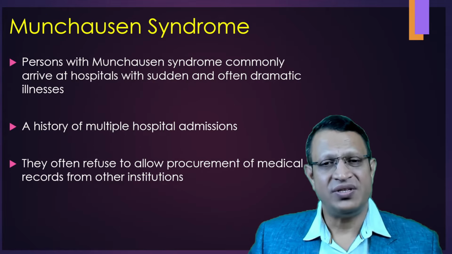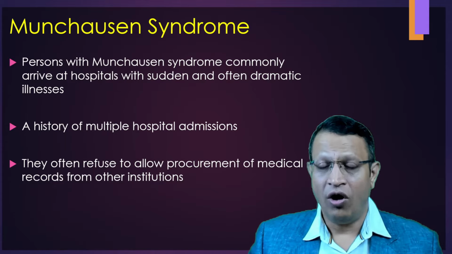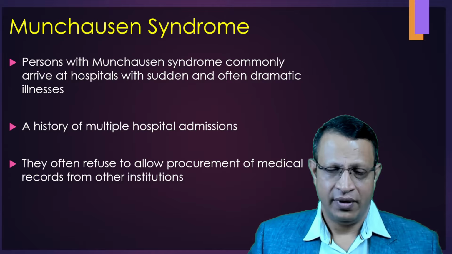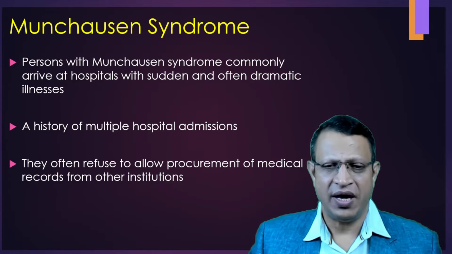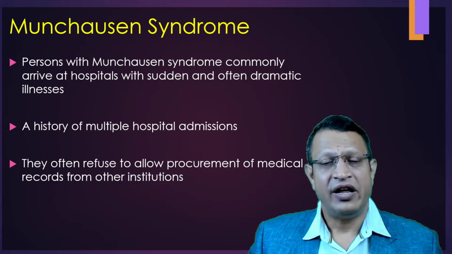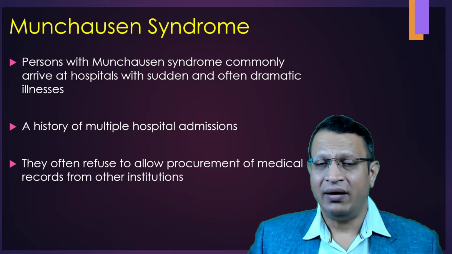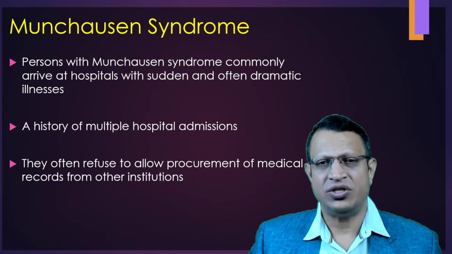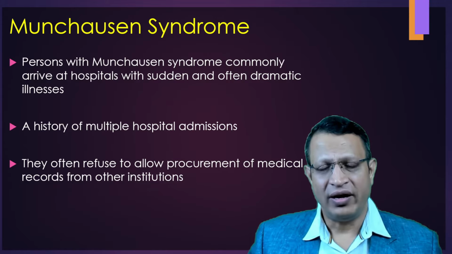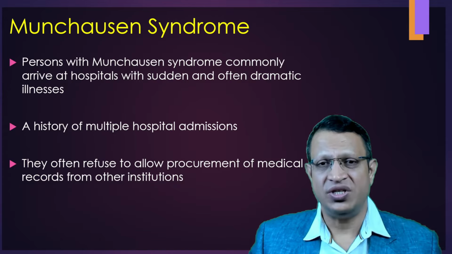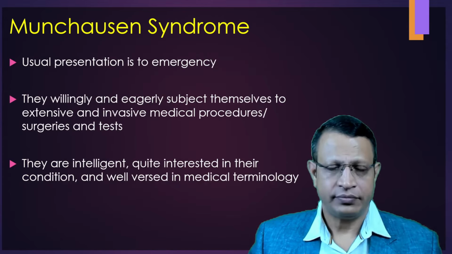Persons with Munchausen syndrome commonly arrive at the hospital with a sudden, often dramatic presentation. Invariably, they will have a history of multiple admissions in the recent past. They often refuse to allow procurement of records from the past hospital where they were diagnosed with factitious disorder. They actively resist by raising confidentiality, or else they will say that the hospital and doctor did not do the proper procedure with regard to their illness.